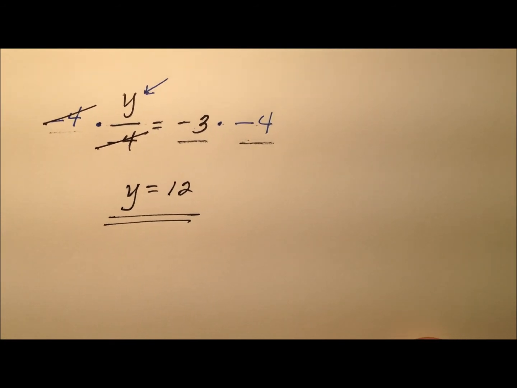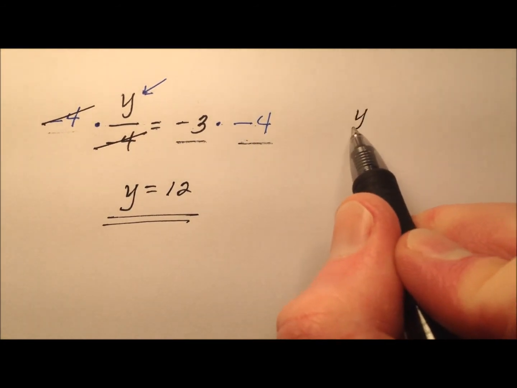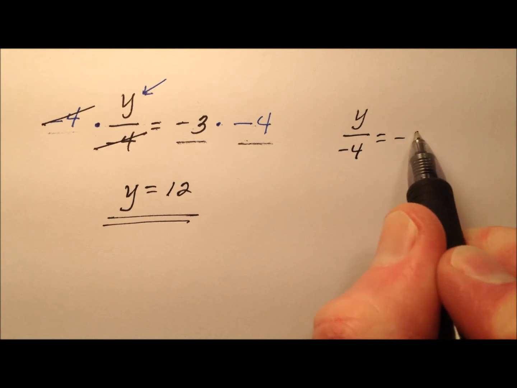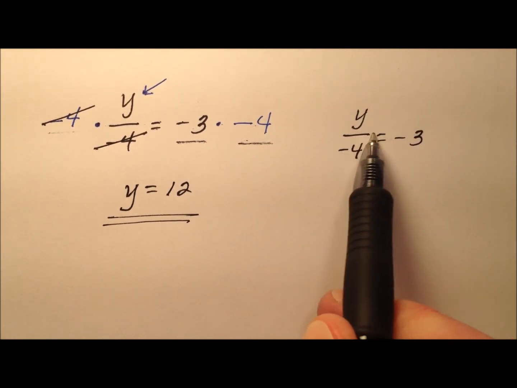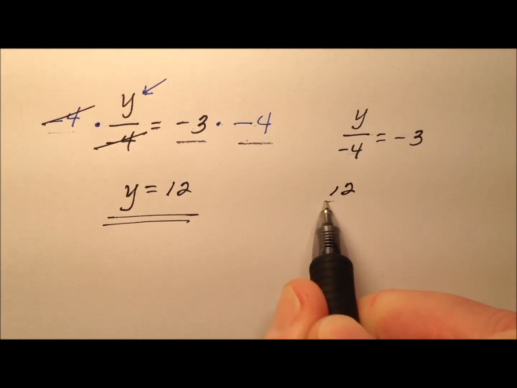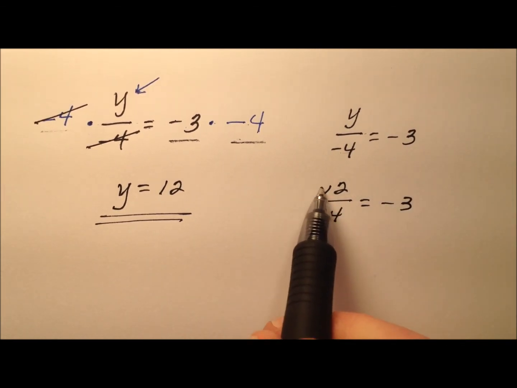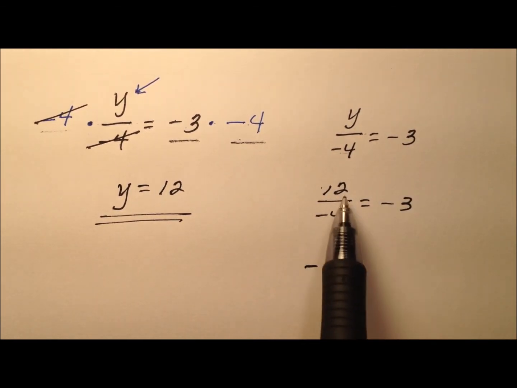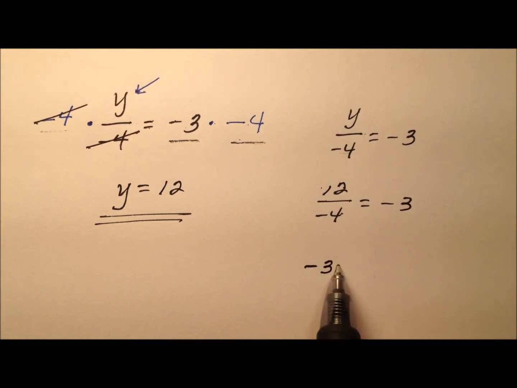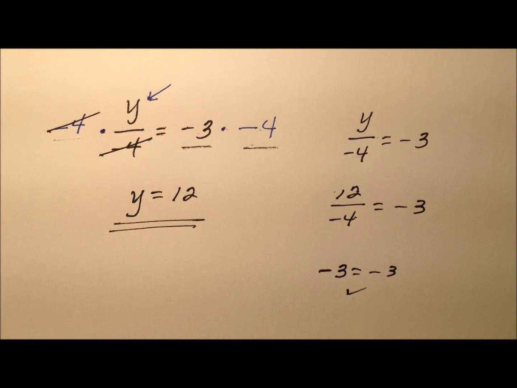So let's go ahead and plug that back into our equation and just make sure that that works. So y divided by negative 4, so 12 divided by negative 4 equals negative 3. So a positive divided by a negative is a negative. 12 divided by 4 is 3. So we see that negative 3 does indeed equal negative 3 for the second example.